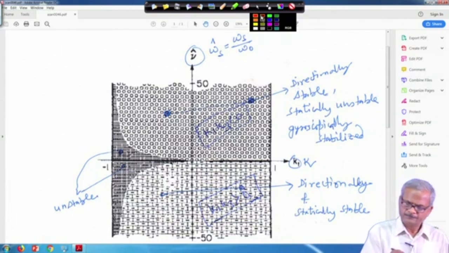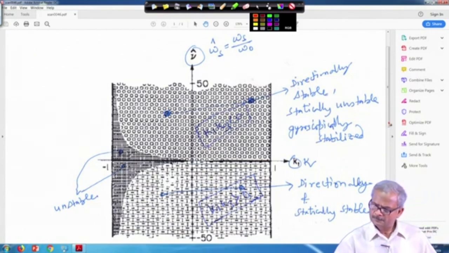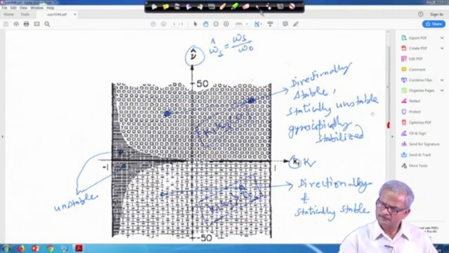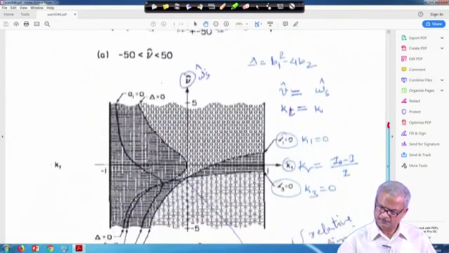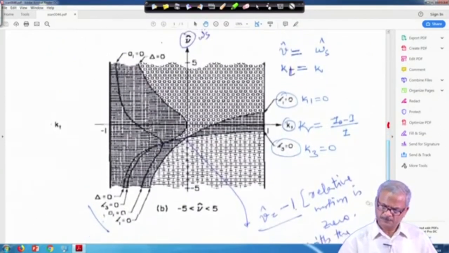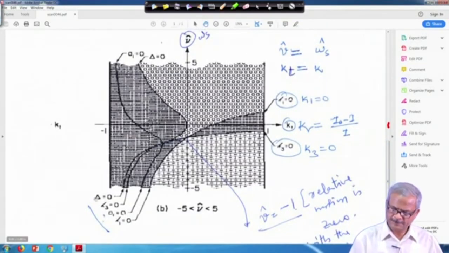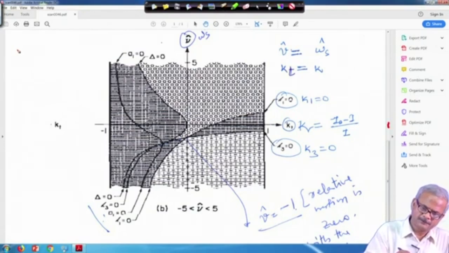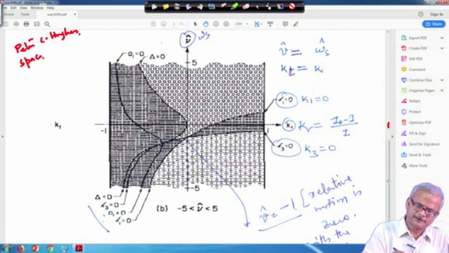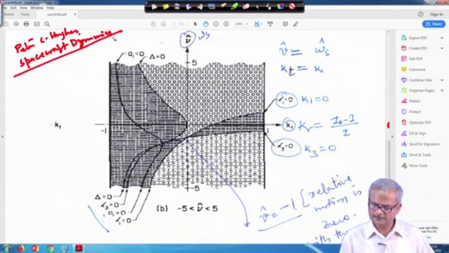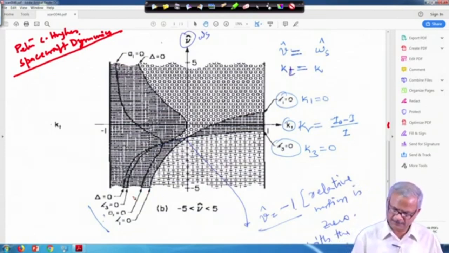Here is a graph. So, this graph is plotted here, this is a figure from Peter C. Hughes, and this is a book on spacecraft dynamics. But this book is almost unreadable. Okay. So, I have taken this figure from that place, and I will show you what this means.